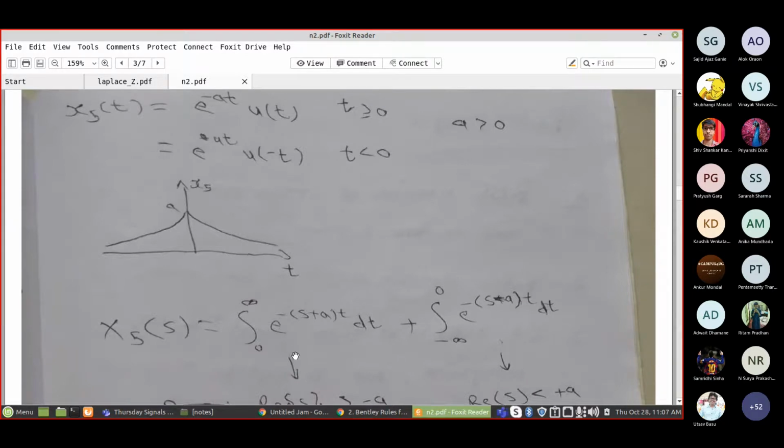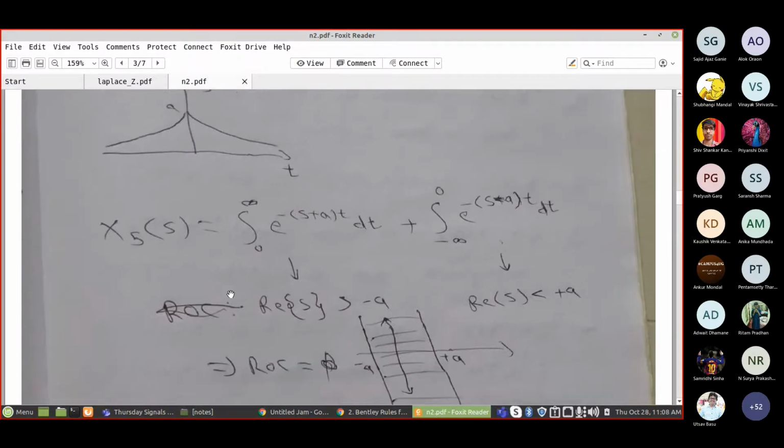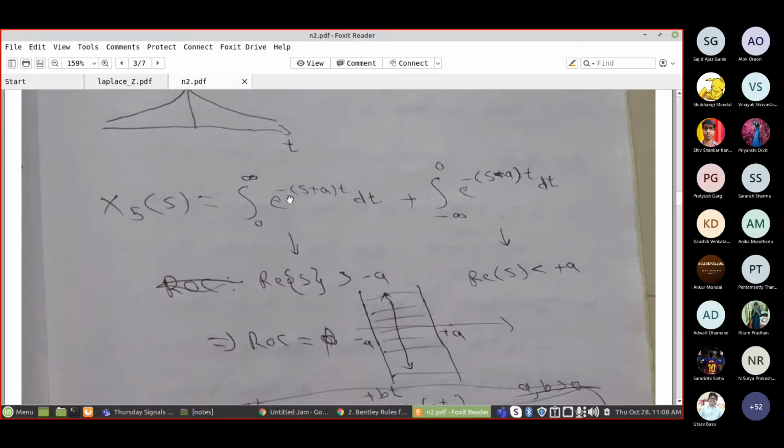So here you will get 1 over s plus a, and here you will get 1 over s minus a, with a proper sign, plus or minus. So I leave it to you guys to check that out. As seen in the previous four cases, ROC for this integral to converge is real part of s to be strictly greater than minus a. So everything to the right of minus a is positive, so minus a is in the left half plane.